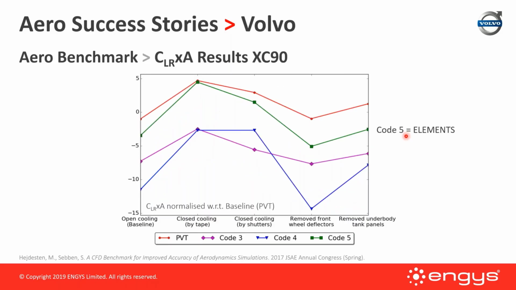For the XC90, again, we see the red line, which is the baseline, which is the experimental results, and for the green line, which is code 5, we see that it also predicted the correct trend. It was also closest to the experimental results compared to the other codes.